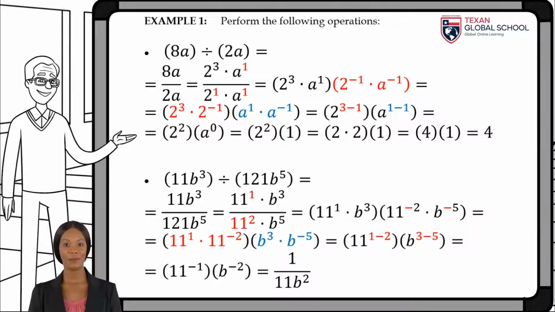To perform the operation of 11b cubed divided by 121b to the 5th, we will first transform 121 as 11 squared. Then, we will move all the factors of the denominator to the numerator with the opposite sign. Now, we group equal bases and subtract exponents to simplify. Obtaining 11 raised to the minus 1 times b raised to minus 2. By laws of exponents, the result is 1 over 11b squared.